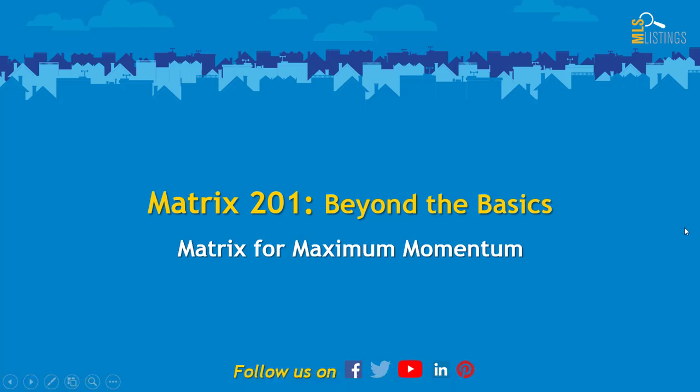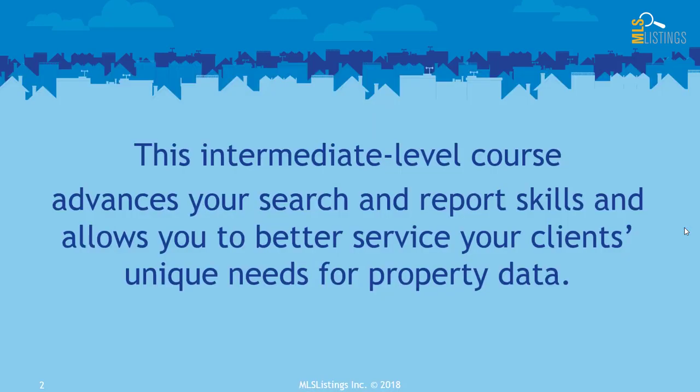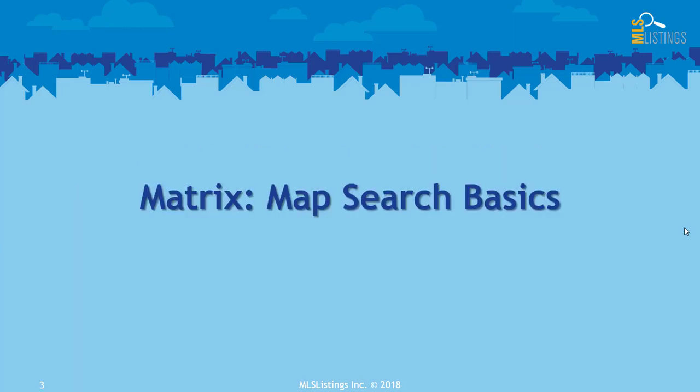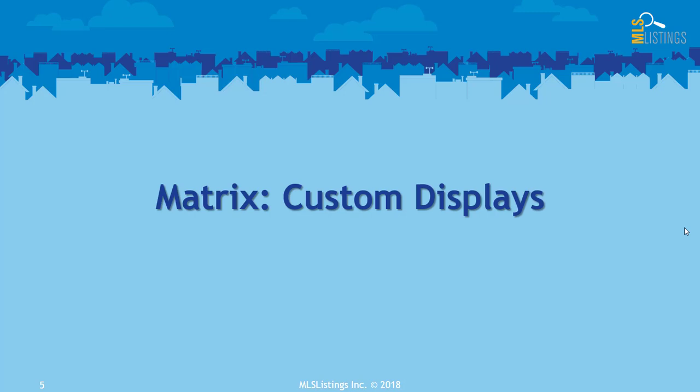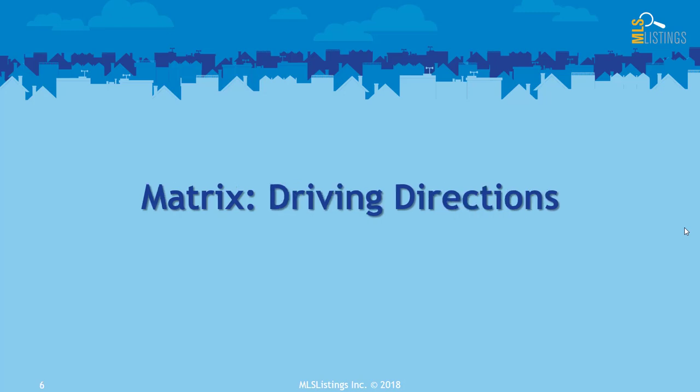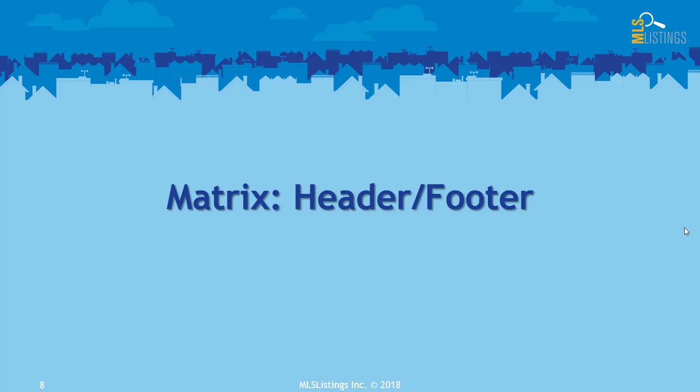Welcome to Matrix 201 Beyond the Basics, Matrix for Maximum Momentum. This intermediate level course advances your search and report skills and allows you to better service your clients' unique needs for property data. Some of the topics that we're going to cover with this course are map search basics, layering, custom displays, driving directions, refine results, and header and footer.